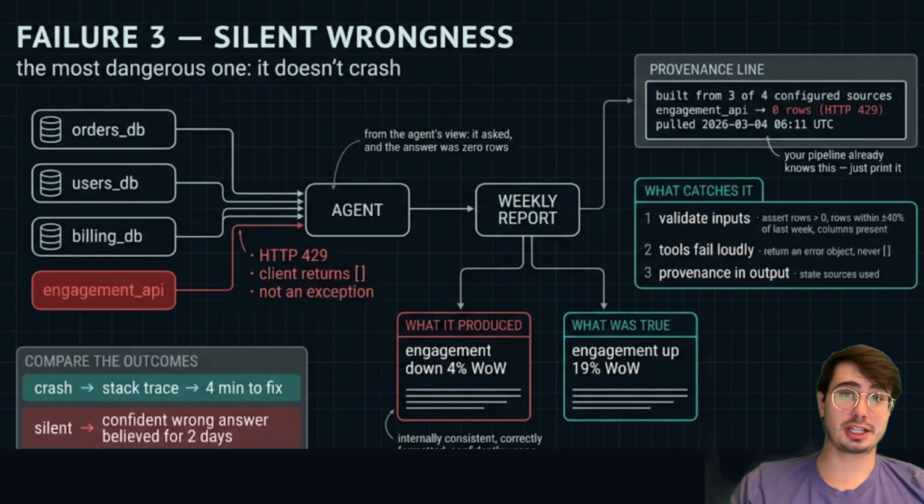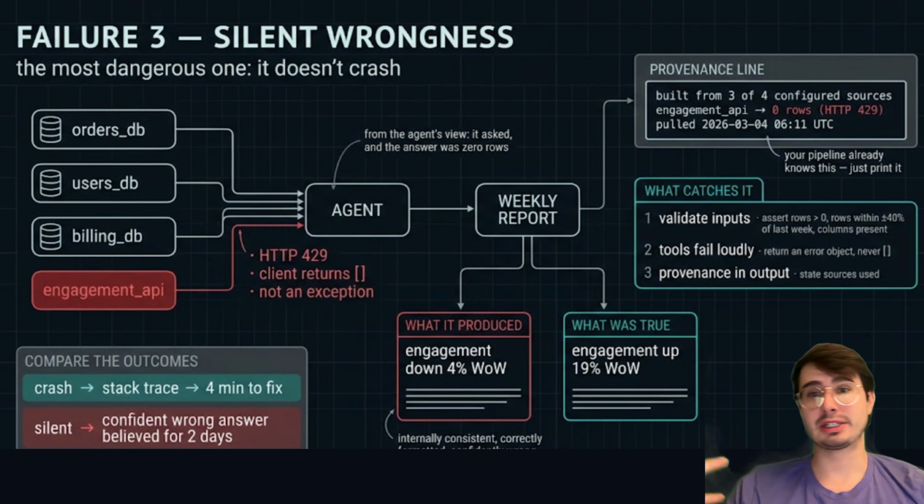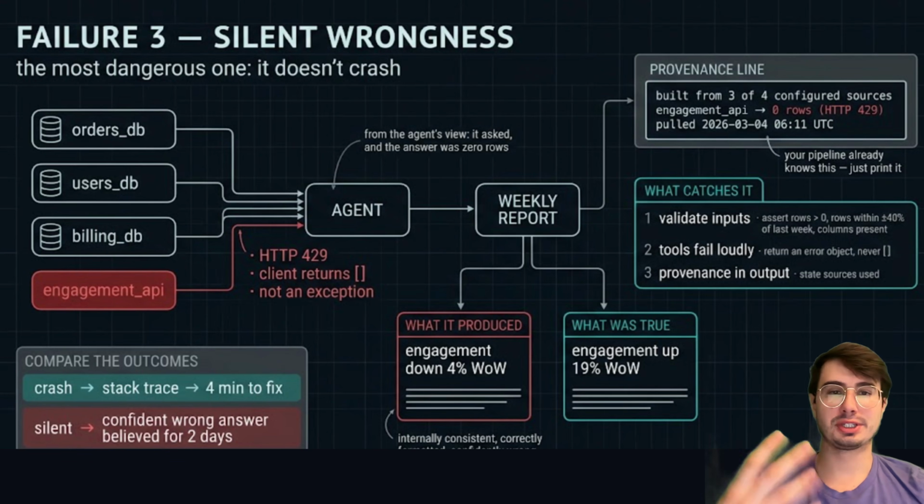And the last one also has a nice property, is that it fails safe towards human attention instead of away from it. So you aren't asking the model to detect its own missing data, which it's going to be bad at.